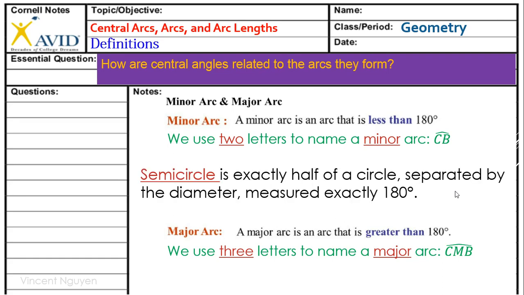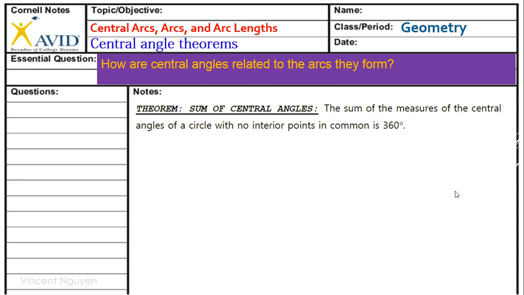We call that the semicircle. All right, and we know there's a theorem, but I don't know if we actually prove this, but it says that the sum of the measures of all the central angles in a circle is 360 degrees. So all of the angles inside a circle is 360.